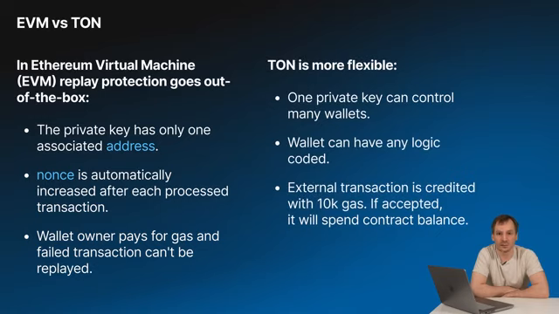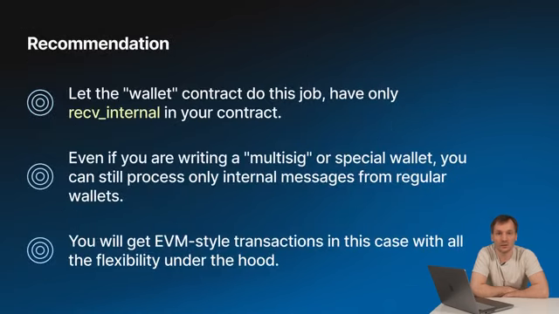TON is more flexible. One private key can control many wallets. A wallet can have any logic coded, and an external transaction is credited with 10,000 gas. If accepted, it will spend the contract balance. Luckily, there is a simple recommendation for most contract developers. Avoid processing of external messages. Let the wallet contract do this job.